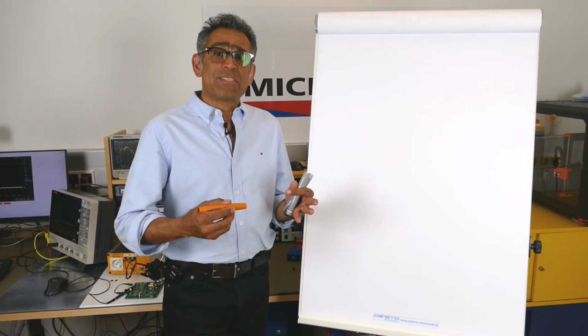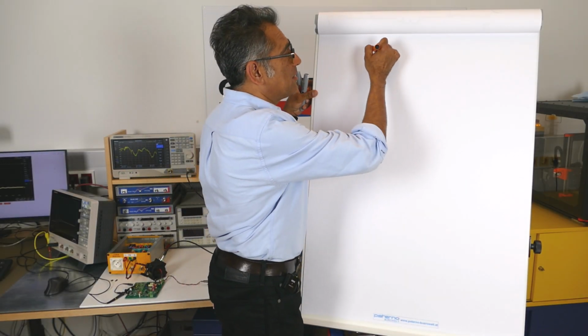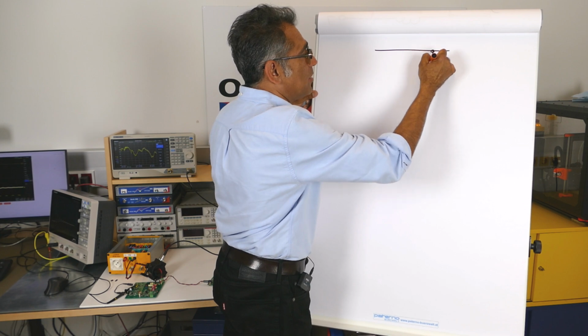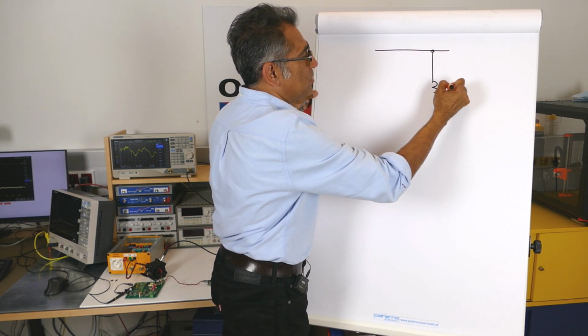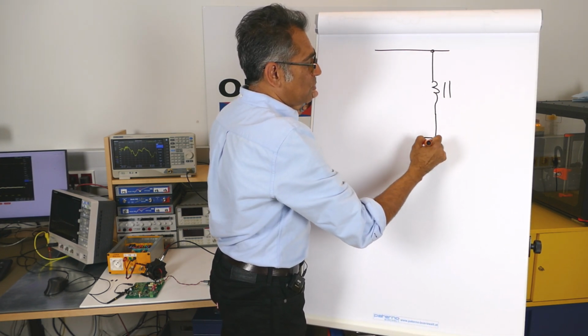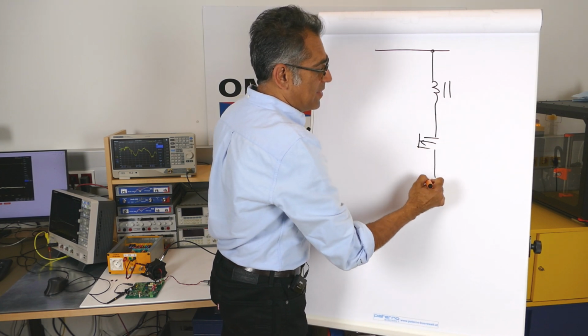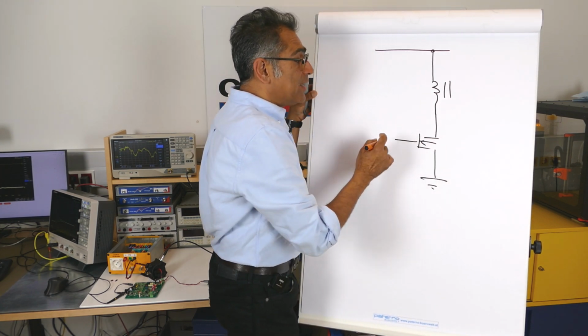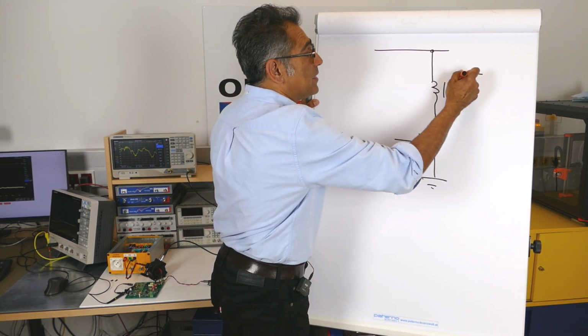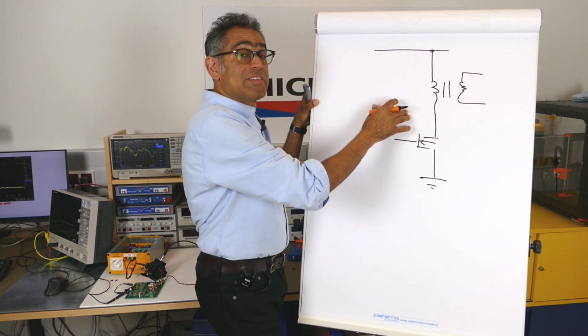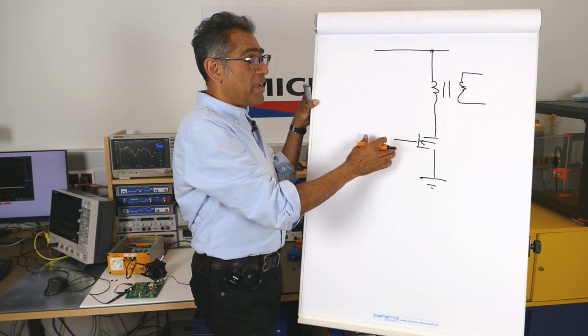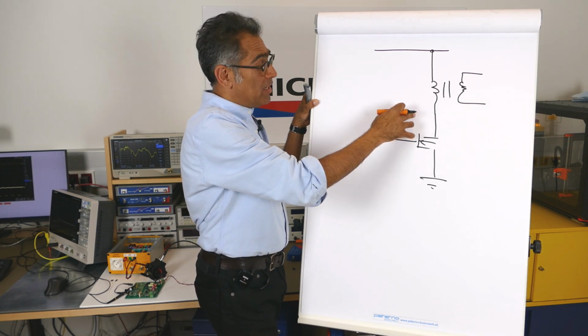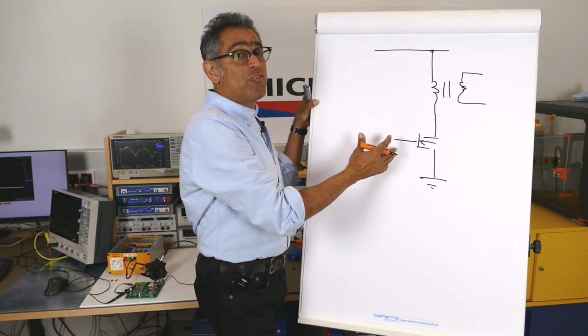So let us start with a simple flyback. I'm only just going to draw the primary side. You'll have your transformer there, and you've got your switch there, and then you've got your ground there. The issue is that because of the leakage inductance of this transformer, you get a massive spike on the drain of this FET, and therefore we need to protect it.